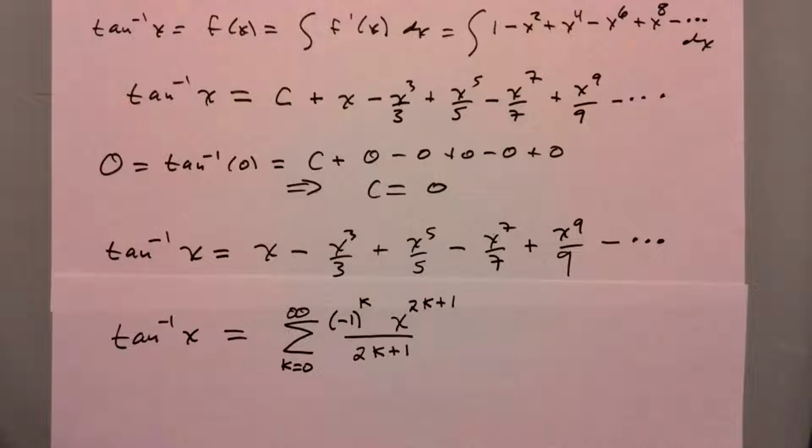Now, I will leave it to you to find the interval of convergence. You would do that with the ratio test and then check endpoints if that's relevant. But again, we've done enough of that. I will leave that to you folks.